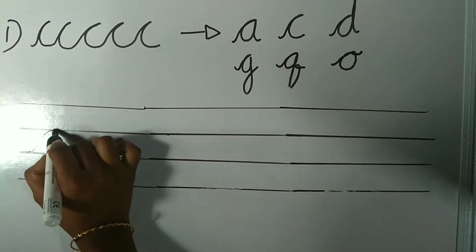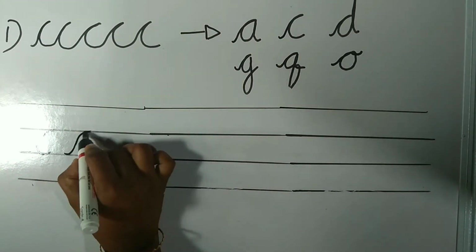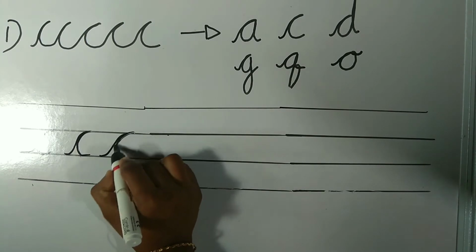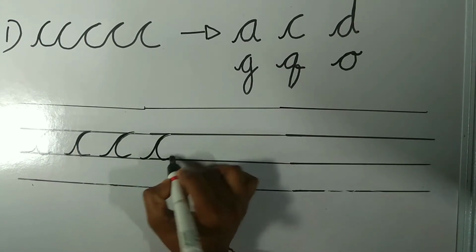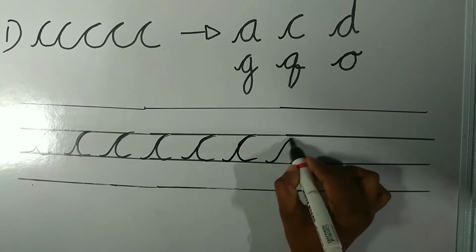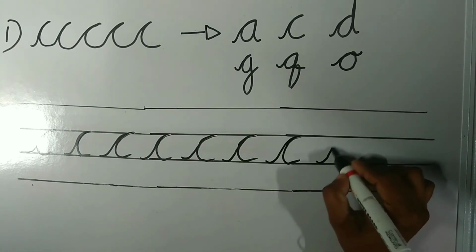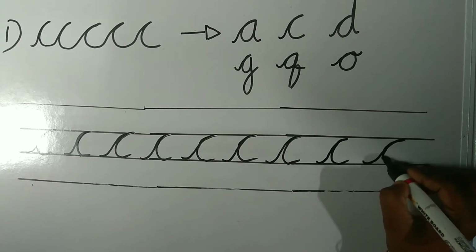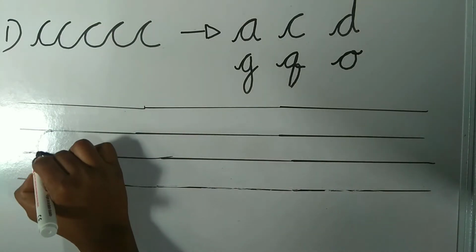Okay, next one, C. That's very simple, like a pattern. Start from the third line and write a curve. Start from the third line and write a curve like the normal C. It's very simple. You can practice it well.